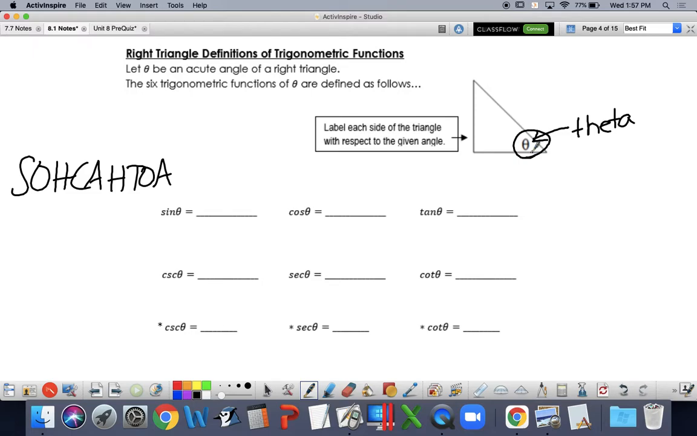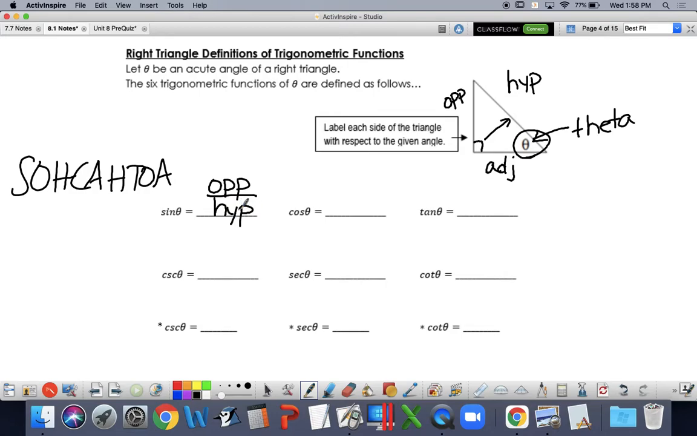So I always like to circle our reference angle and label our opposite, our adjacent, and our hypotenuse. Remember, your hypotenuse is always the side across from your right angle. It's your longest side. The adjacent side is the side that is right next to your reference angle, and then the opposite is your other side. So sine is opposite over hypotenuse.